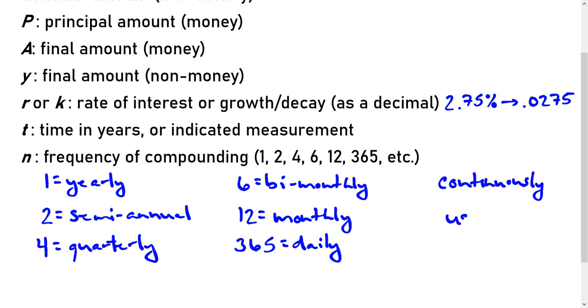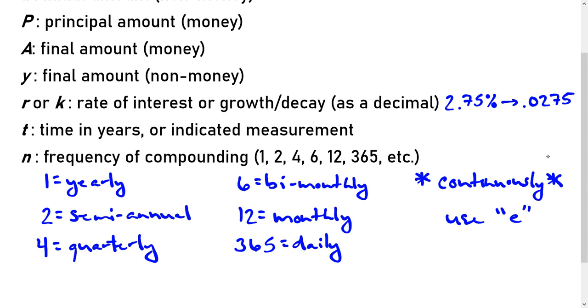All right, if you have continuously, that is going to use a base of e, okay? And that's a completely different formula, all right? So continuously, you're using the continuously compounding interest formula, not a periodically compounding interest formula, all right?